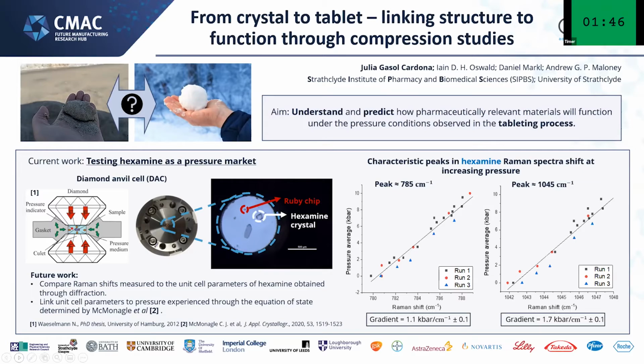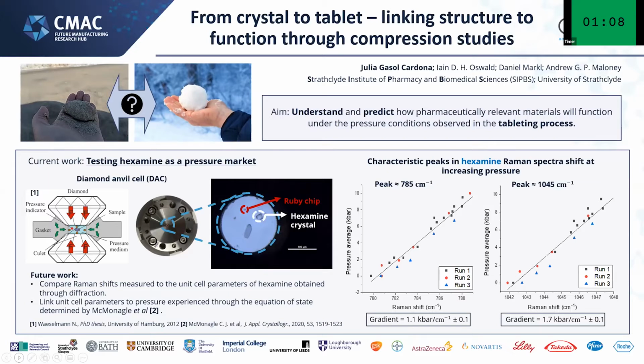Something I have been working on at the moment is testing hexamine as a pressure marker. So diamond anvil cells, as shown in the diagram, are used to study how pressure affects materials at a molecular level. To determine the pressure experienced within the cell, you load a ruby chip into it and you track how far the R1 line of its fluorescent spectra shifts from its ambient pressure position. Ruby is a widely used pressure marker, but it has a low sensitivity at pressures under 1 gigapascal. This can provide inaccurate readings, so we tested hexamine as a more suitable gauge of pressure for this pressure range.